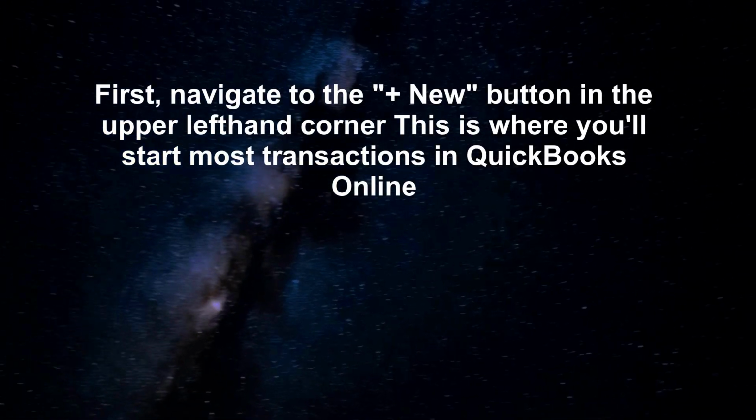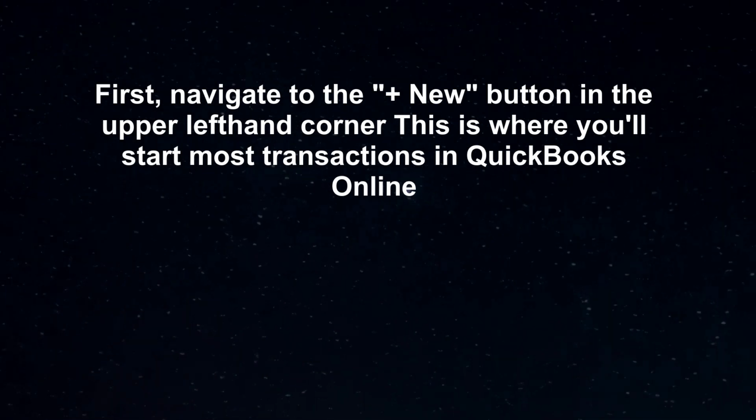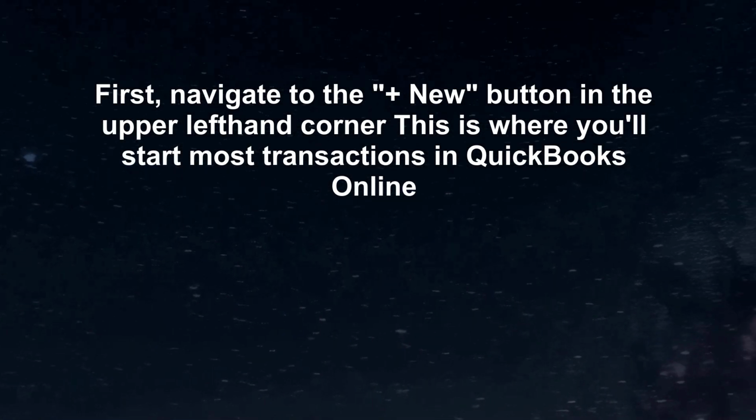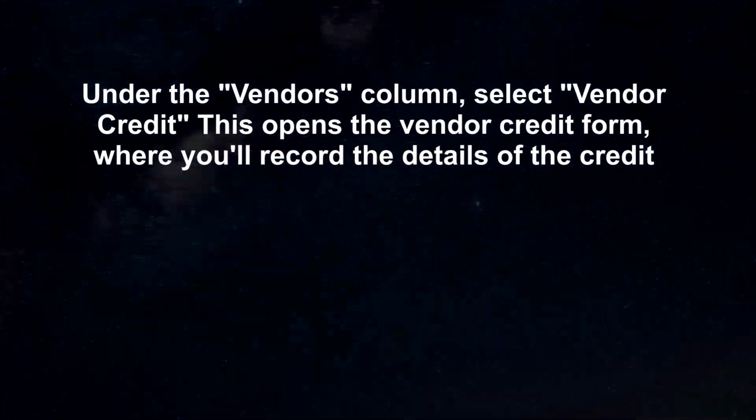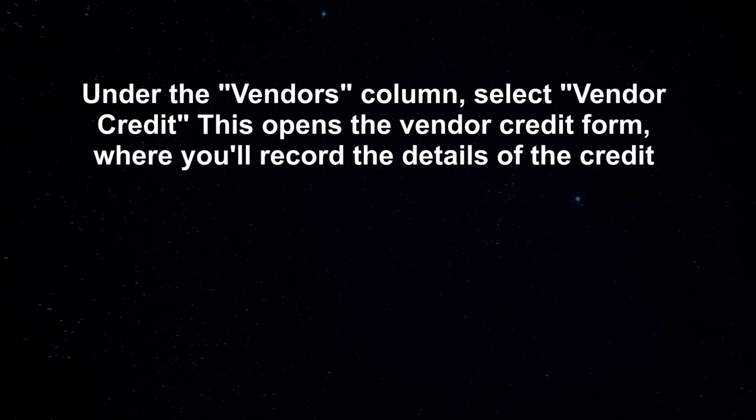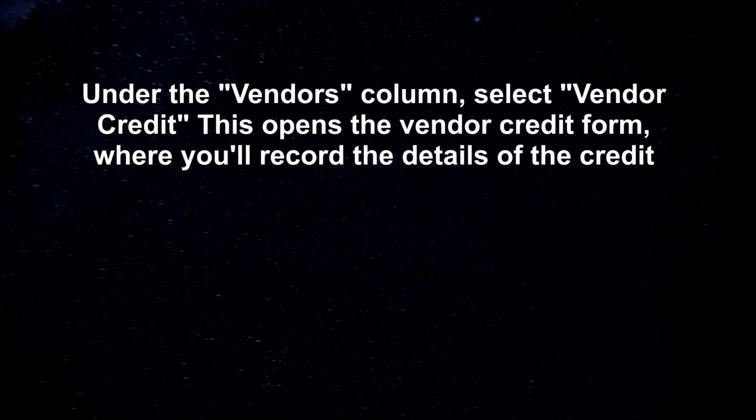First, navigate to the plus new button in the upper left-hand corner. This is where you'll start most transactions in QuickBooks Online. Under the Vendors column, select Vendor Credit. This opens the Vendor Credit form, where you'll record the details of the credit.